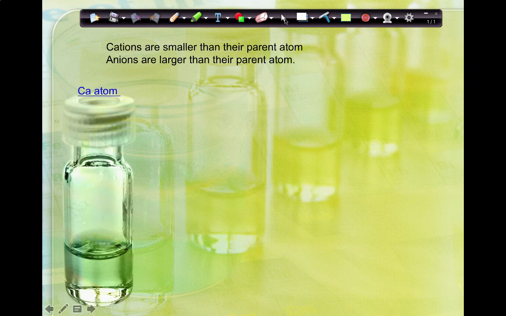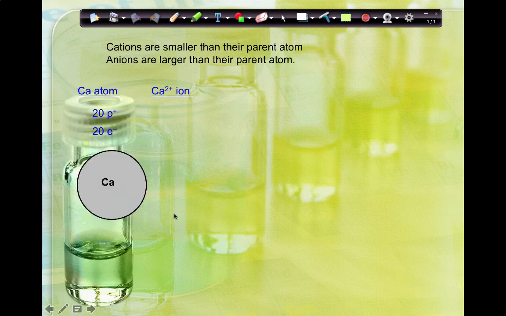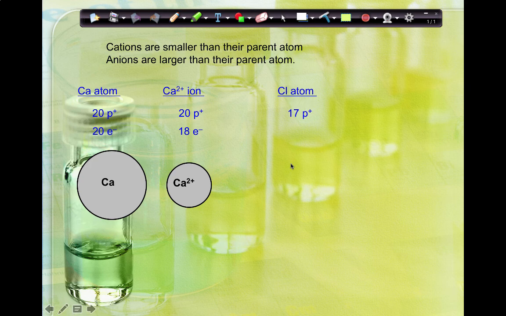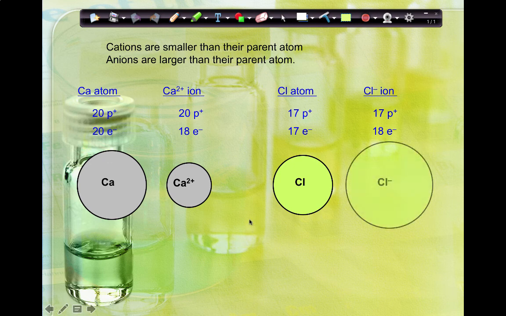All right, so if I look at the calcium atom, it has 20 protons and 20 electrons, but the calcium ion has a +2 charge. It still has 20 protons, but now it has 18 electrons, so it decreases in size. Now anions: the chlorine atom has 17 protons and 17 electrons, but the chloride ion will have a -1 charge, so it still has 17 protons, but now it has 18 electrons, so it becomes larger. This is kind of intuitive right here. If you lose, you get smaller. If you gain, you get bigger.